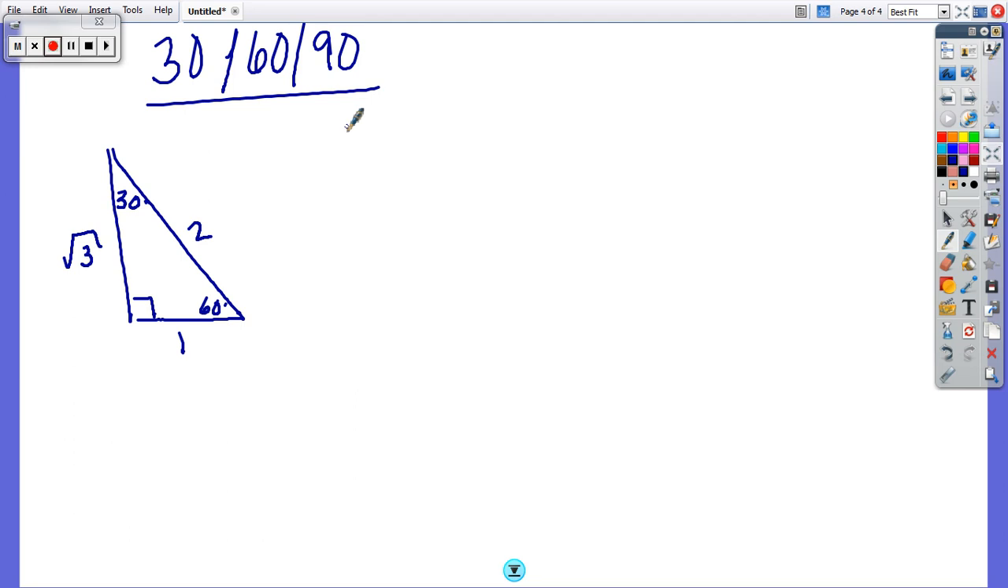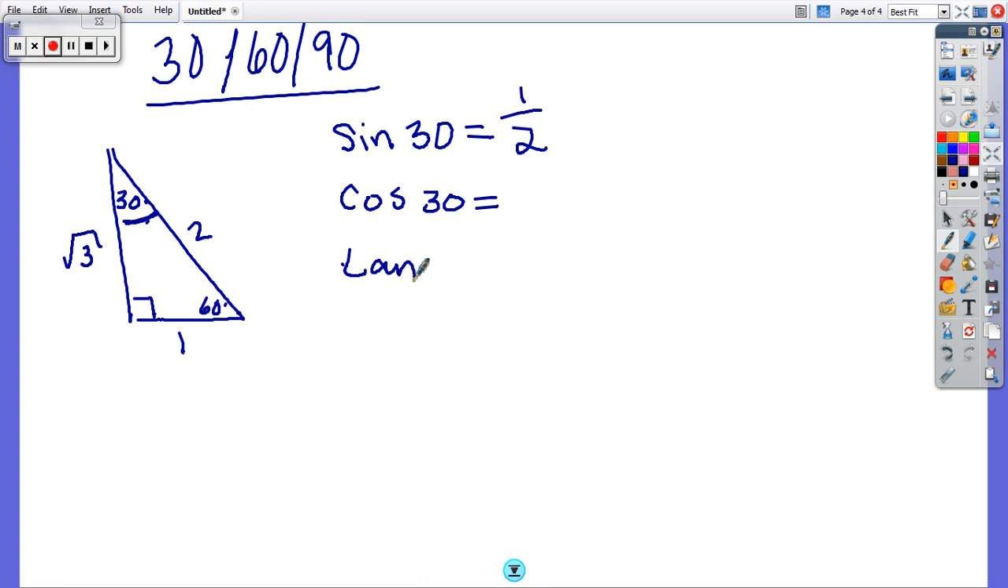So we're going to do the same thing. Find the sine of 30. Now it matters which angle you're looking at. I'm looking at the 30-degree angle here. Opposite over hypotenuse. Opposite is 1. Hypotenuse is 2. So 1 over 2. Then you're going to find cosine of 30. And you're going to go all the way through these. Tangent, cosecant, secant, and cotangent.